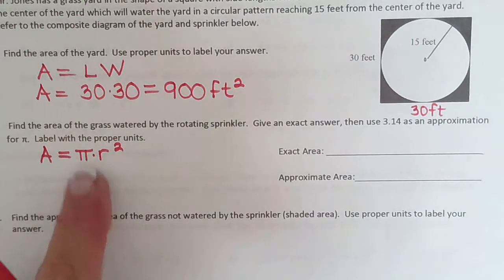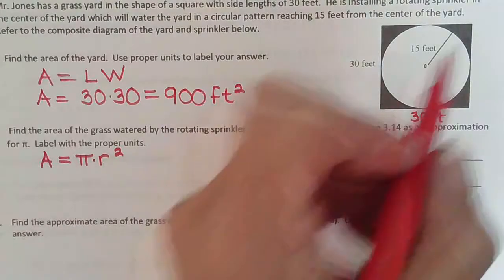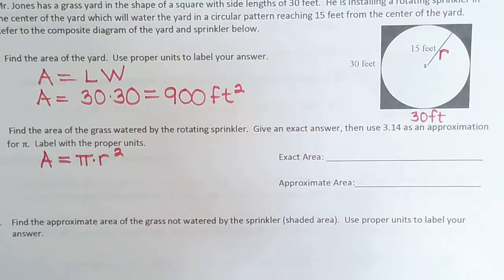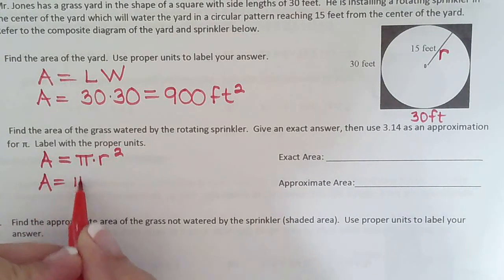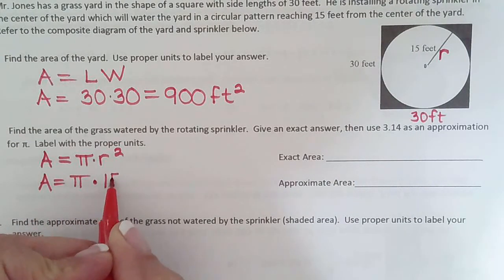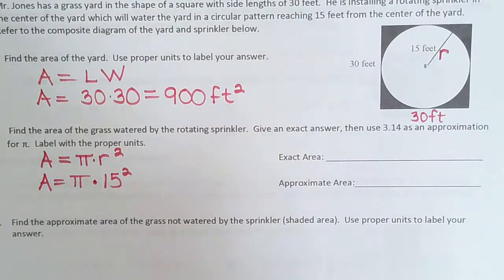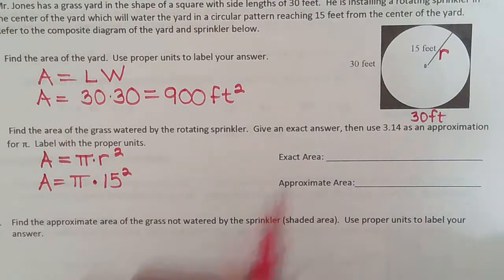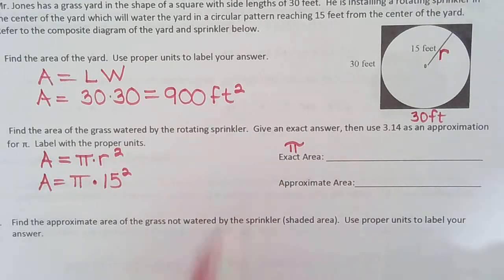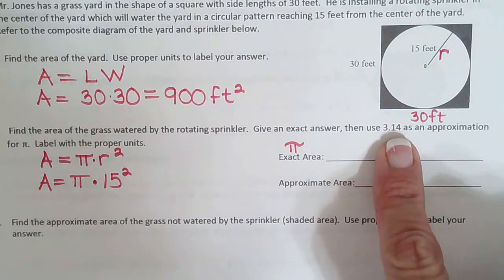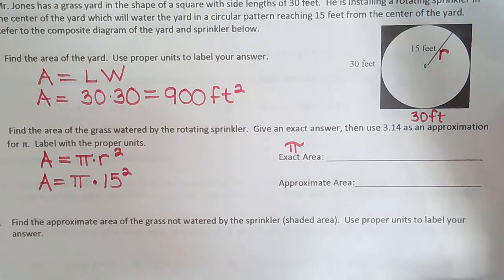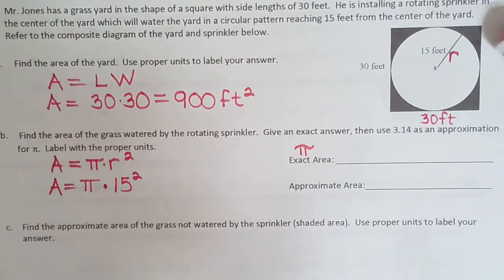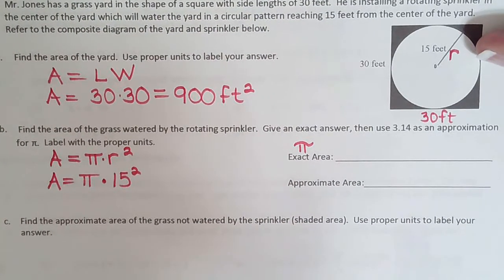Okay, so we need pi times r squared. Does everybody agree this is the radius? It goes from the center to the outside, right? So it's pi times 15 squared. On the exact area, pi needs to be in the formula, because the minute you put 3.14 in, guess what? It's an approximation, just like it says it is. So when I want the exact area, it has to be with the pi in it.